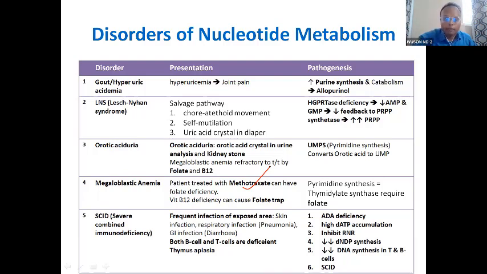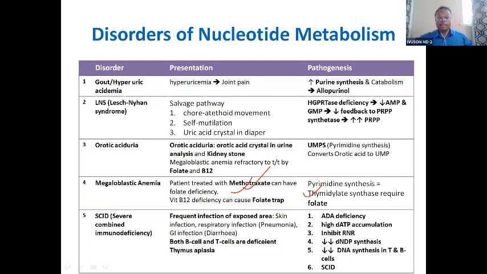So when this methotrexate treatment is done, the patient will have which problem? Megaloblastic anemia. Which deficiency? Folate deficiency. How do you correct this? By giving high folate. What is the pathogenesis? It will inhibit this enzyme. You got me? So this is how they ask application based questions.